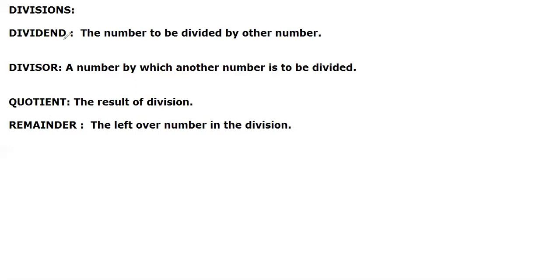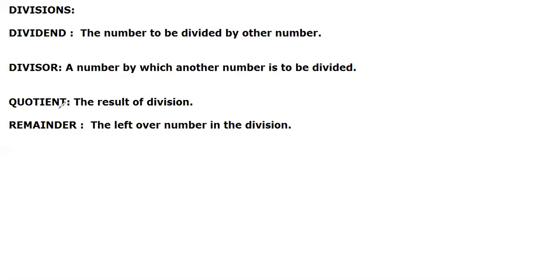So what is dividend? Nothing but the number to be divided by other number. Okay, so if you're going to do a division with a number, that number what you are going to divide is called dividend. What is divisor then? A number by which another number is to be divided. Means what? With this divisor we are going to do the dividend division. That is called divisor.